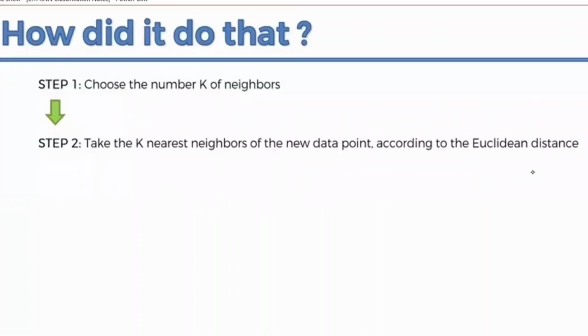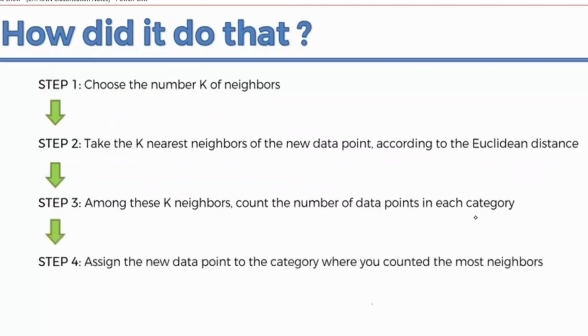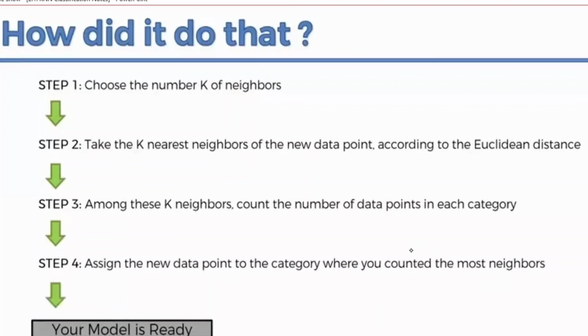It is going to apply the Euclidean distance formula. And from that, among these K neighbors, it is going to count the number of data points in each category. For 2 categories, how many data points are there for each of them? Earlier, 3 are red and 2 are green. After that, it assigns the new data point to the category with the most neighbors. And finally, your model is ready.